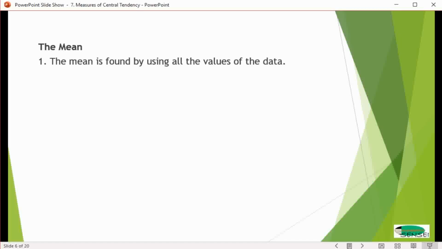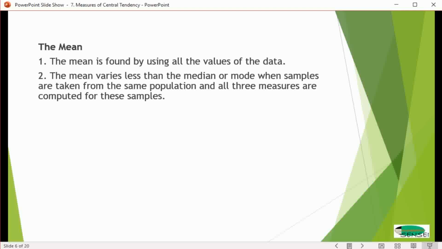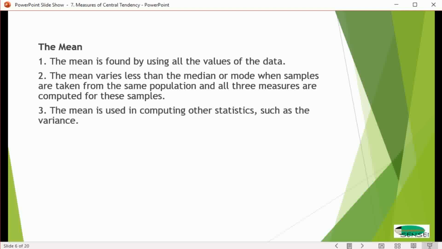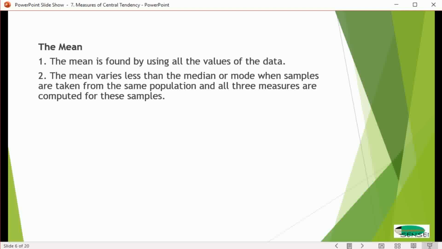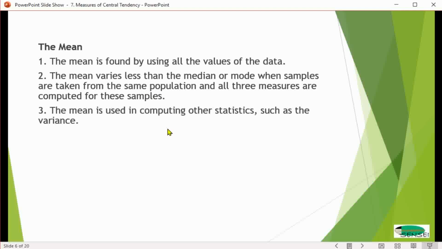And we have the following properties for mean. Mean is found by using all the values of the data, and it varies less than the median or mode. When samples are taken from the same population, and all three measures are computed for these samples, the mean varies less, meaning there's not much change in mean in comparison to median or mode, especially since mean is a unique value.